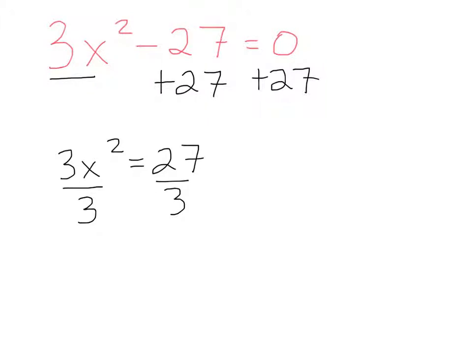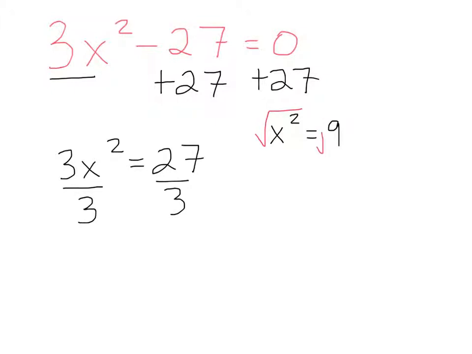And so I have x squared. Look at y'all getting your calculators. You don't need your calculators. X squared equals 9. 27 divided by 3 is 9. And so now, all I have to do is solve this. X squared equals 9. Well, we just did it in the last problem.